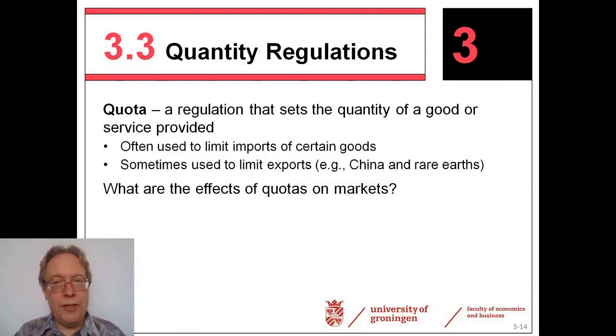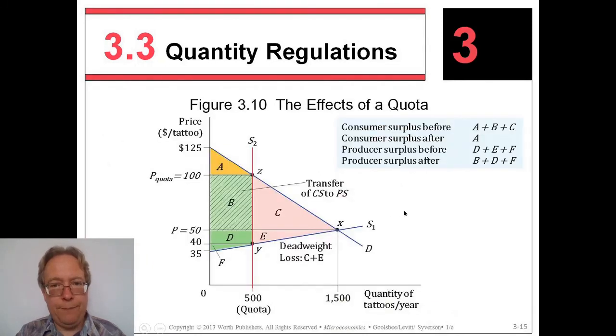So what about quantity regulations? Well, with prices, you can put a maximum price, you can put a minimum price. Something very similar is true with quantity regulation. So you could impose a quota. That's often done to limit exports. So what would happen if there is a quota?